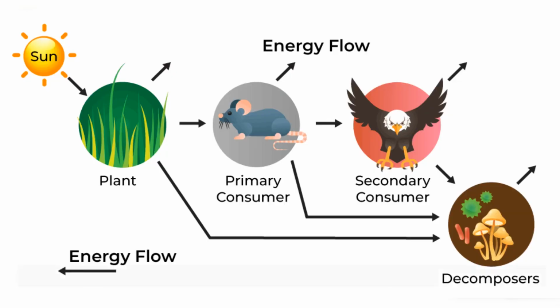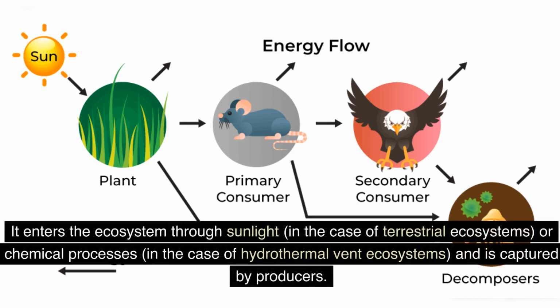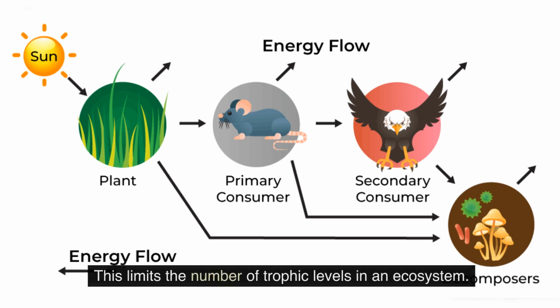Ecosystem function. 1. Energy flow. Energy flows through ecosystems in a unidirectional manner. It enters the ecosystem through sunlight, in the case of terrestrial ecosystems, or chemical processes, in the case of hydrothermal vent ecosystems, and is captured by producers. As energy moves up the food chain, some is lost as heat at each trophic level. This limits the number of trophic levels in an ecosystem.